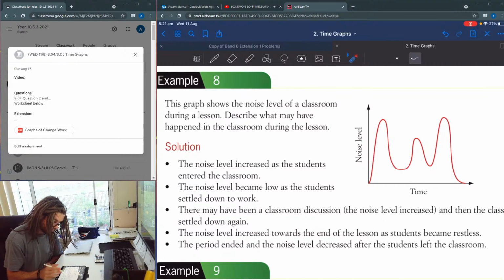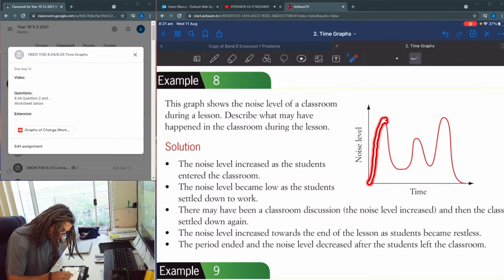It talks about the noise level and it's asking us how might this have happened. Well, you think about, here's 0, you haven't even entered the classroom yet, then people start walking in, it gets really loud, people are getting their stuff out, then maybe I start talking, so then it's quiet.